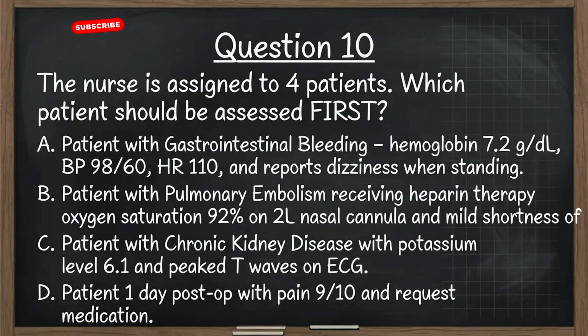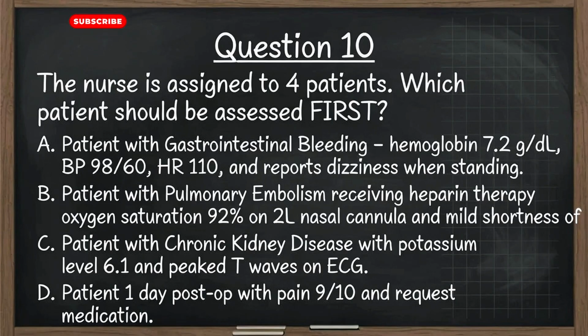Question 10. The nurse is assigned to 4 patients. Which patient should be assessed first? A. Patient with gastrointestinal bleeding with hemoglobin 7.2 g/dL, BP 98/60, HR 110, and reports dizziness when standing.